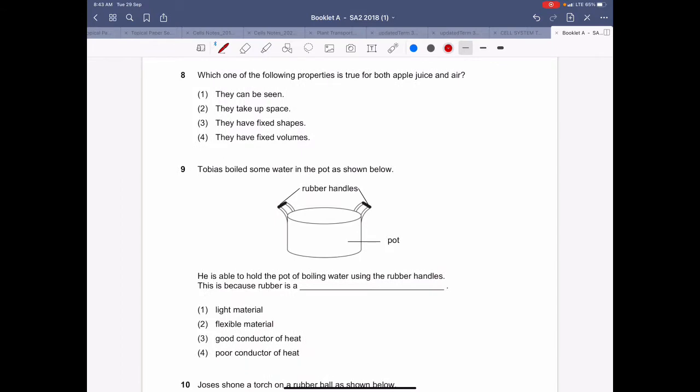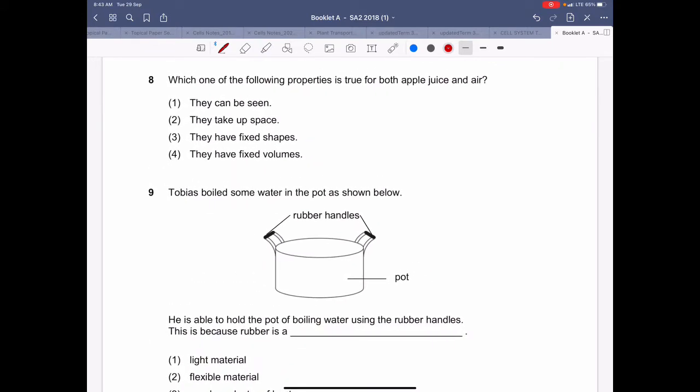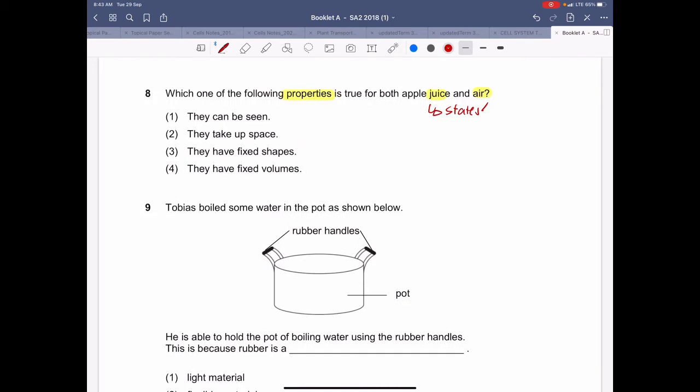Now, question 8. Which of the following properties is true for both apple juice and air? Straight away, I see the word properties. I see juice and air. These are 2 different states. This is actually liquid, and this is actually gas. So this tells me that the topic they are going at is matter. And then the concept that they want to test me on is properties of different states of matter.